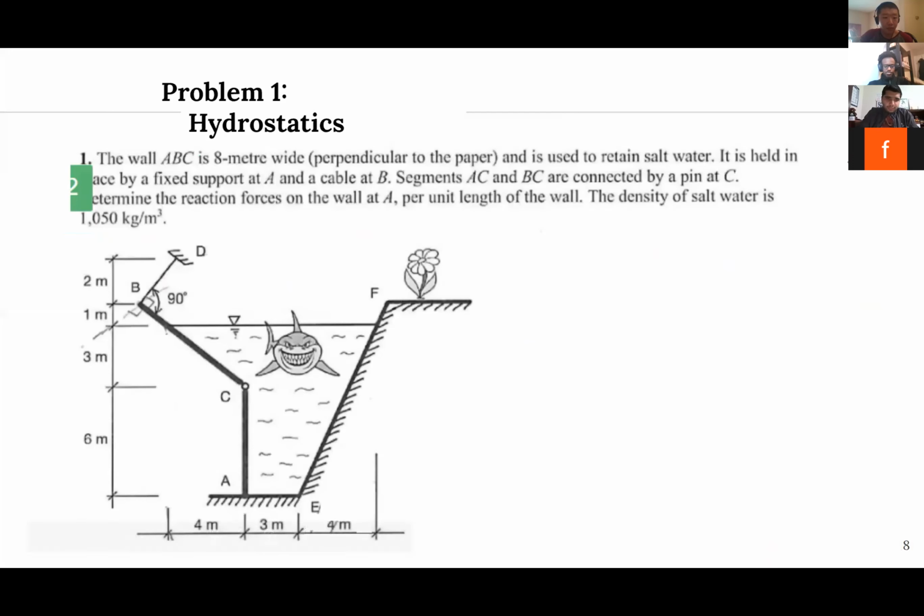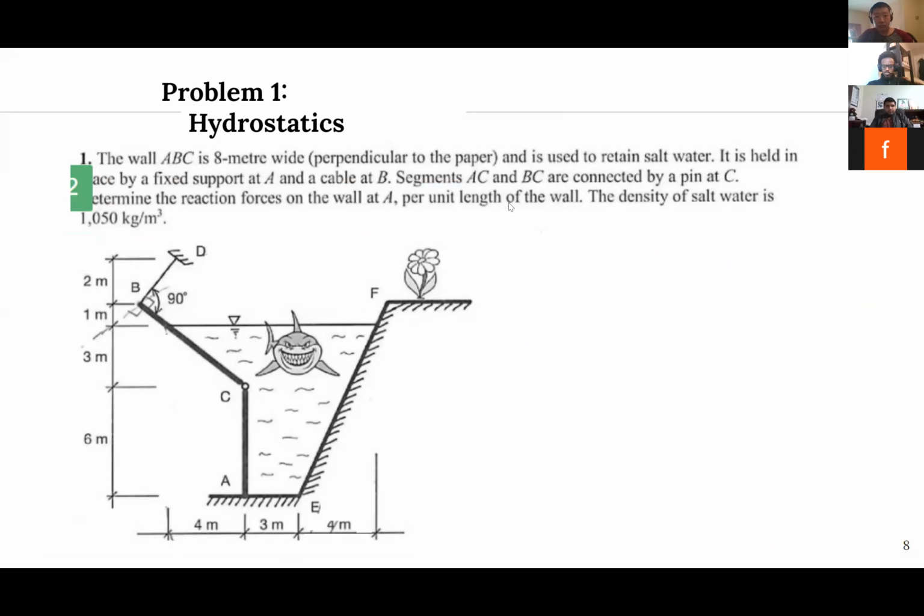All right, so I'm Fiad, and I'll be presenting the hydrostatics question to you guys today. So let's read through the question and let's see what we have to do. The wall ABC is 8 meters wide, perpendicular to the paper, and is used to retain salt water. It is held in place by a fixed support at A and a cable at B. Segments AC and BC are connected by a pin at C. Determine the reaction forces on the wall at A per unit length of the wall. The density of salt water is 1,050 kilograms per meter cubed.